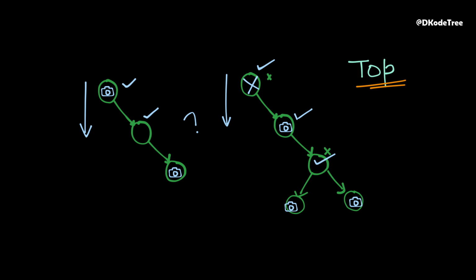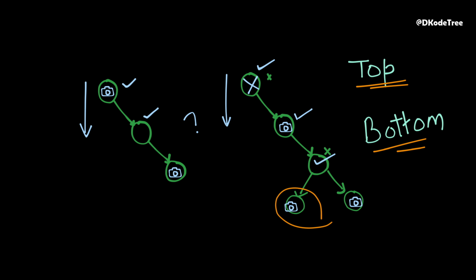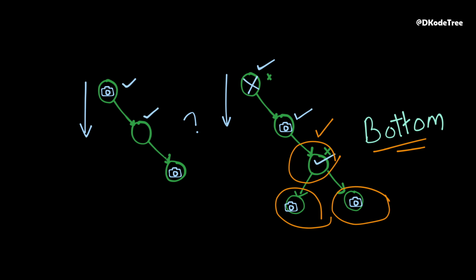Top down means simply pre-order traversal here. So if we do a pre-order traversal, we will be processing the current node before processing the children. So that will not work. And if we do bottom up approach, what we will do is we will first process the children, get their status, and then accordingly process the current node. Bottom up is actually the post-order traversal.